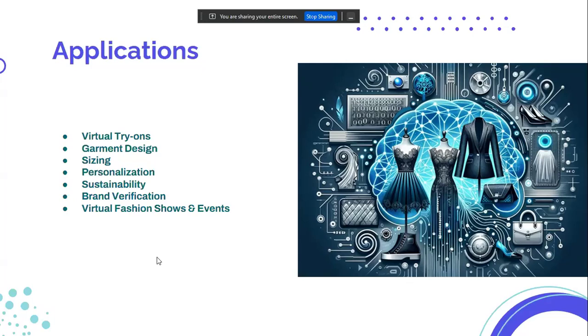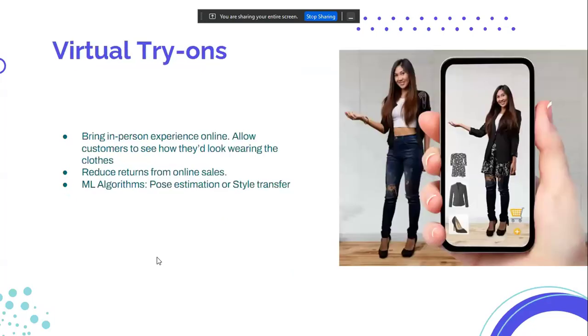sustainability, because fashion is termed as the second largest contributor to waste. Textile waste is the second largest contributor to global warming problems. We look at brand verification. This is about fake products, and then virtual fashion shows and events. So let's start with virtual try-ons.